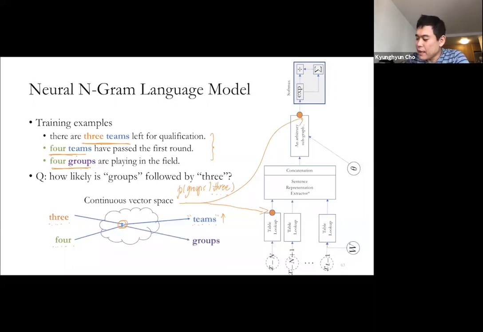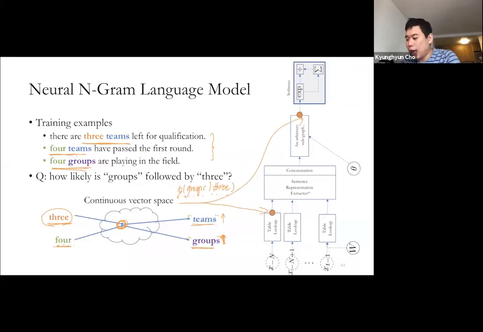That makes sense, right? Now we have the third example, four groups. Here, the neural net is going to project the four to the continuous vector space, and from there it needs to decode out a distribution where groups is assigned a high probability. Because we had two examples of that, four should map to one point from which the neural net is going to assign high probabilities to both teams and groups. What it means is that when I now give three as the input and look at the probability assigned to groups by this feed-forward language model, it needs to put high probabilities not only on teams, which would be the case for the count-based n-gram language model, but also on groups. This is because this neural language model already knows that three and four are similar in this continuous vector space, and from there it knows that both teams and groups should receive high probabilities.